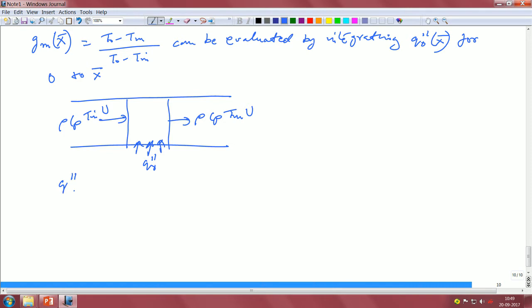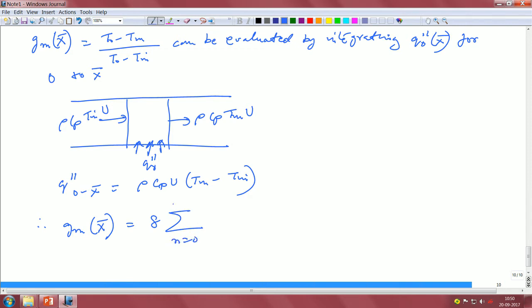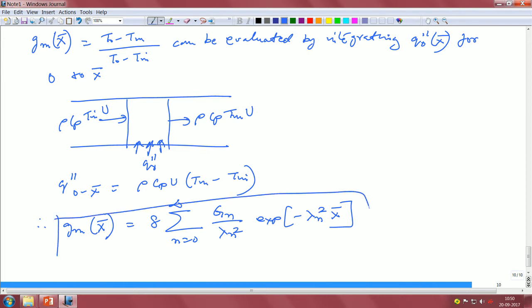So, q double prime from 0 to x bar is not local, it is averaged over whatever distance, right, and that is equal to rho Cp (Tm minus T in). T in is basically a constant as we know, right. Therefore, Gm(x bar) is basically given as the sum from n equal to 0 to infinity of Gn by lambda n square, times (1 minus) exponential lambda n square into x bar. Not going through the math details, but this is how you actually evaluate it, right. So, this is the mixed mean temperature.